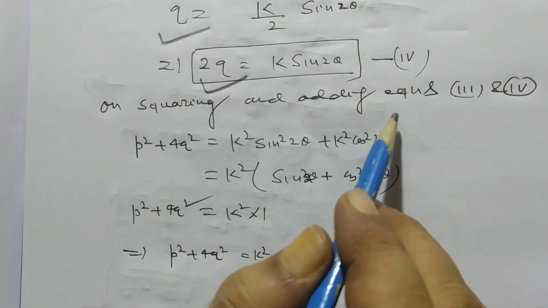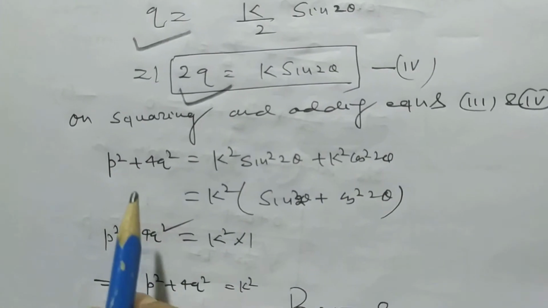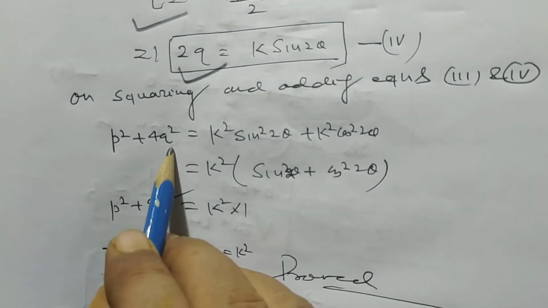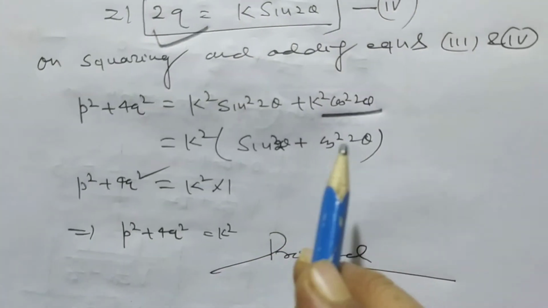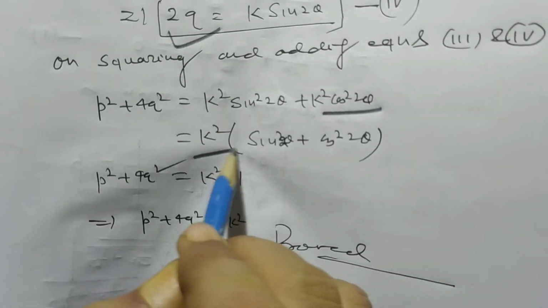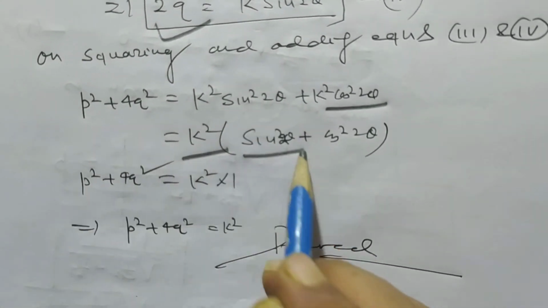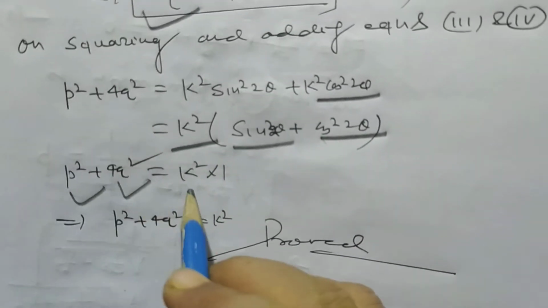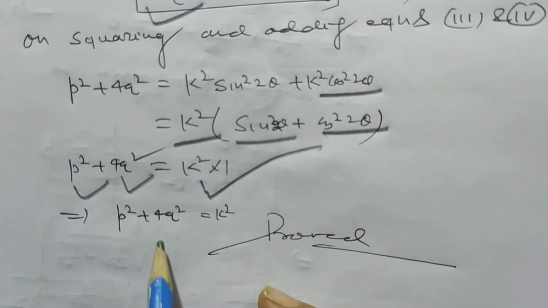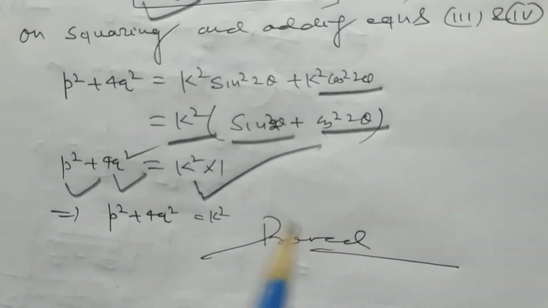Squaring and adding equations 3rd and 4th, we have P square plus 4Q square is equal to K square sin square 2 theta plus K square cos square 2 theta. Taking K square common, we have sin square 2 theta plus cos square 2 theta. So P square plus 4Q square is equal to K square.